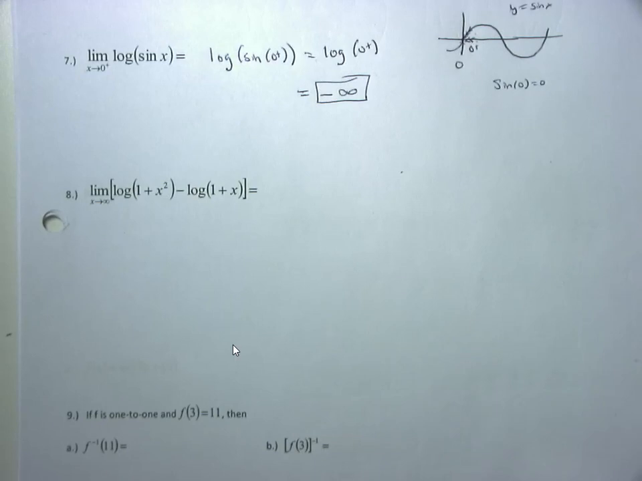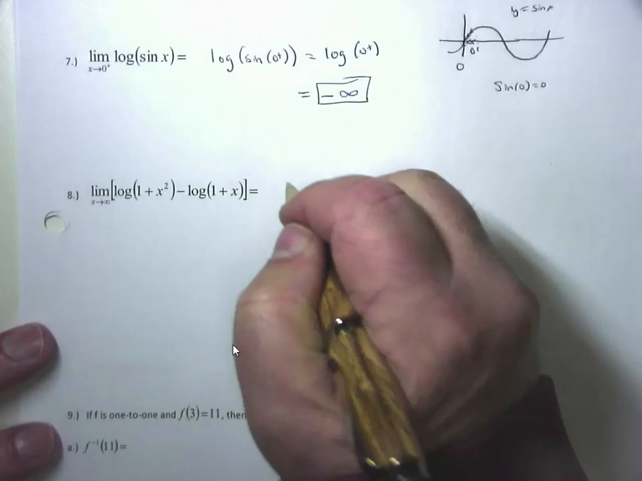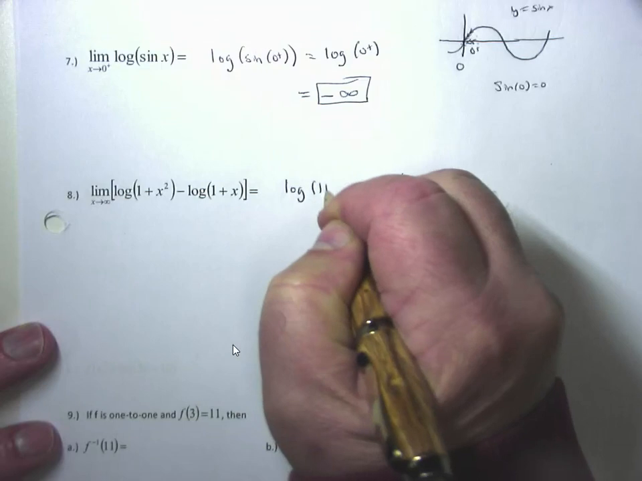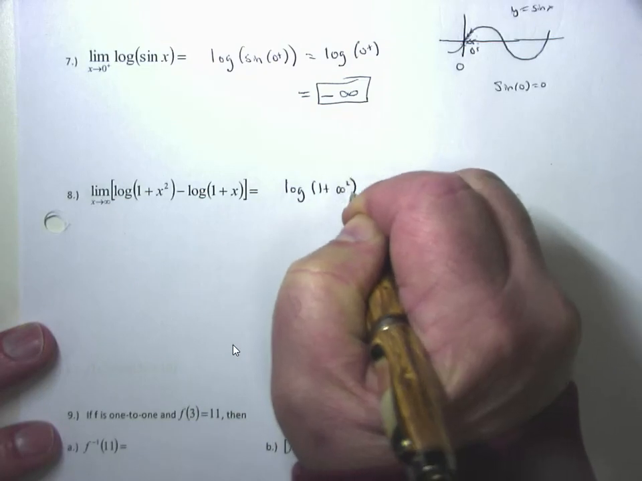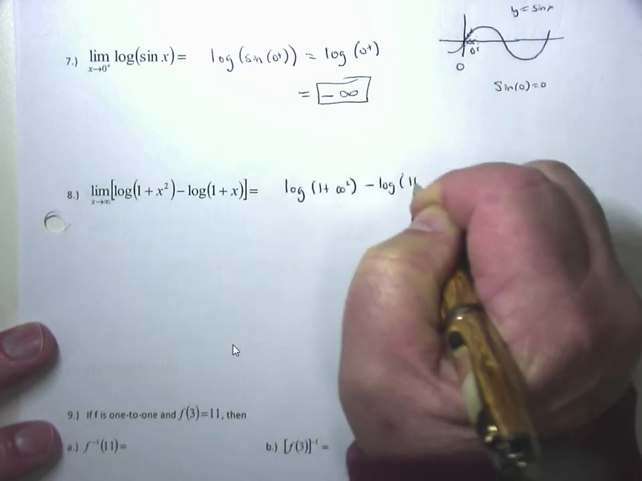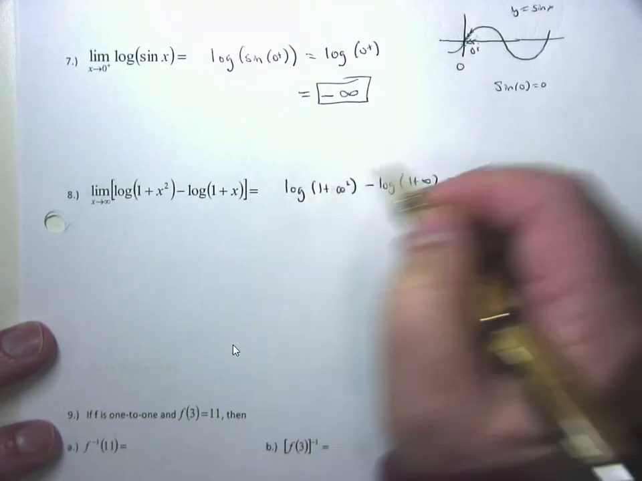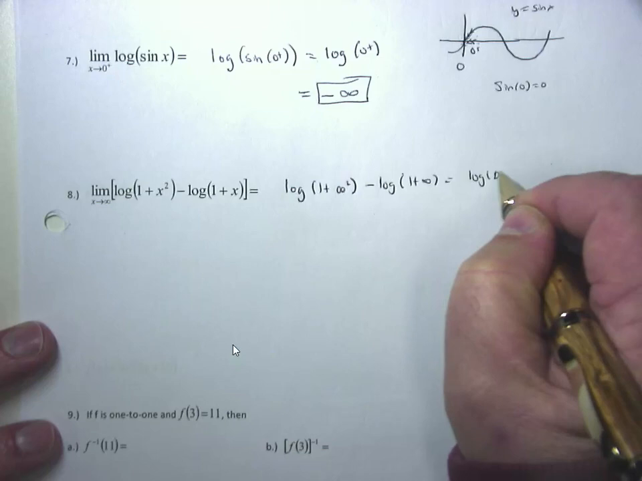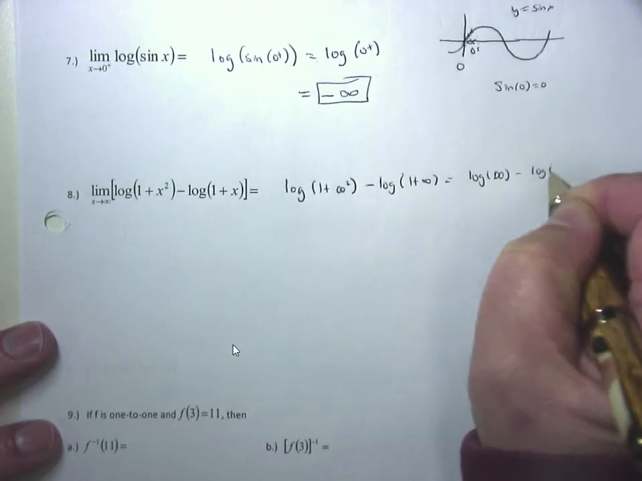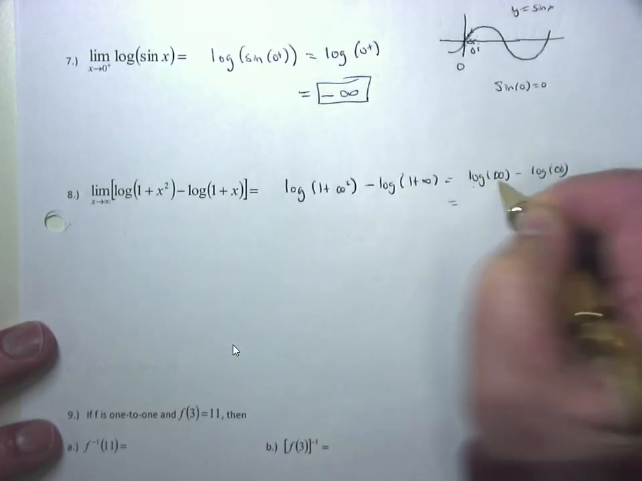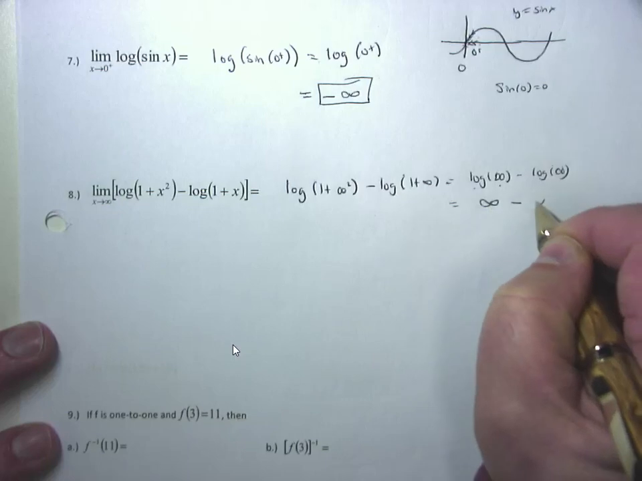I want you to take the limit as x approaches infinity of the log of 1 plus x squared minus the log of 1 plus x. Well, first rule of limits is plug in a number. This would be equal to the log of 1 plus infinity squared minus the log of 1 plus infinity. Well, infinity squared is infinity, plus 1 is infinity. This will be the log of infinity minus the log of infinity. Well, the log of infinity by definition is infinity minus infinity.